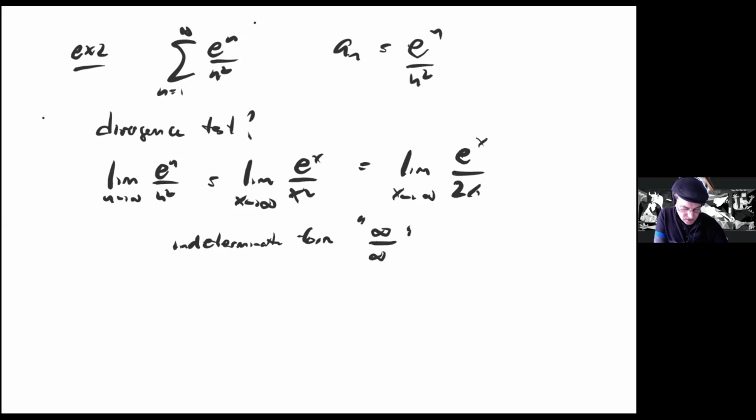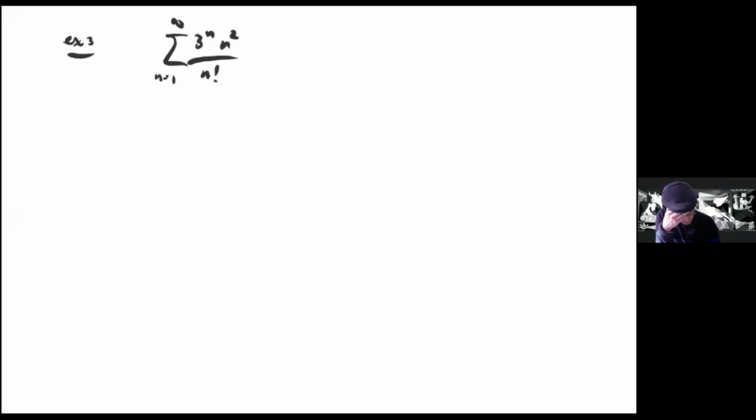So the answer to example 2 is the series is divergent. So let's do example 3 now that I want to do. Summation 3 to the n squared over n factorial. Okay, so n goes from, say, 1 to infinity. So this is a product, and there's a factorial here. So the suggestion is to use the ratio test.